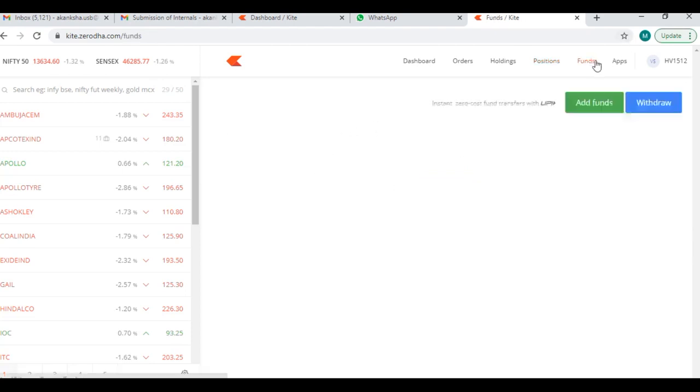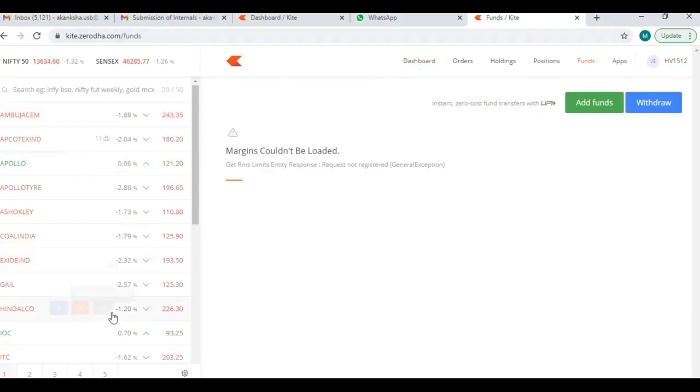In funds, you can add funds and you can withdraw funds from here. It is up to you how much money you want to add and how much money you want to invest. Adding funds does not mean that you have to invest the whole amount. It depends upon you. Suppose you have added 5,000 rupees here, but you want to invest only 1,000 rupees right now. So what will happen? While placing the order, just purchase those shares, those securities, which you can buy under 1,000 rupees, so your transaction will be placed. This was a brief about the options given here.